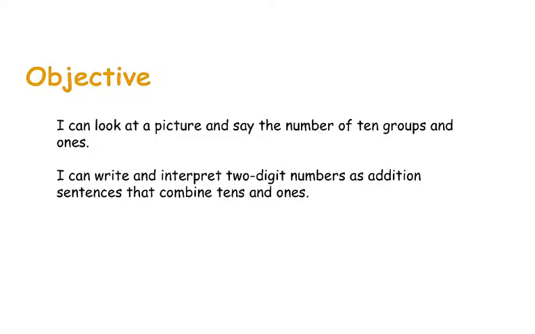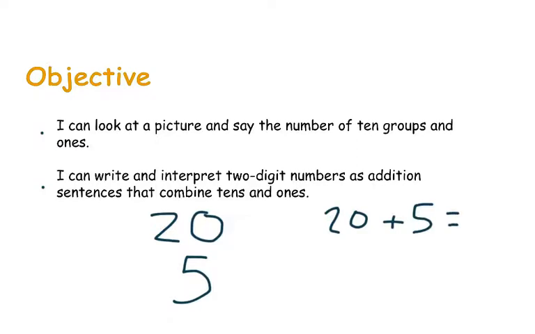So our objectives, or our goals, for today's lesson is that by the end of today, you'll be able to say, I can look at a picture and say the number of 10 groups and ones, and I can write and interpret 2-digit numbers as addition sentences that combine 10s and ones. So what that means is we can look at 20 and 5, and we can put it into an addition sentence like this, 20 plus 5 equals, and then we will be able to find the answer.